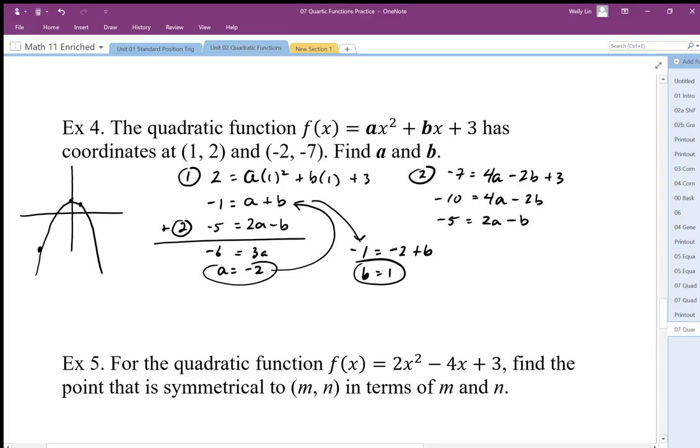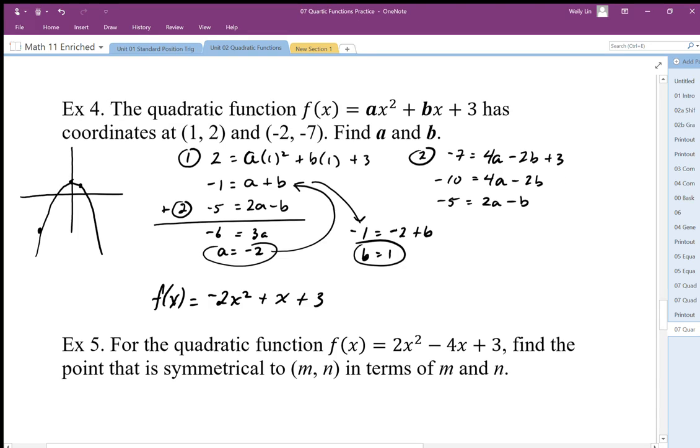So there it is. I've solved for a and b, so I know my quadratic looks like this. f of x is equal to negative 2x squared, an upside down parabola, plus x plus 3. Okay, so there's my parabola. I had two unknowns, so I had to come up with two relationships to solve for those two unknowns.